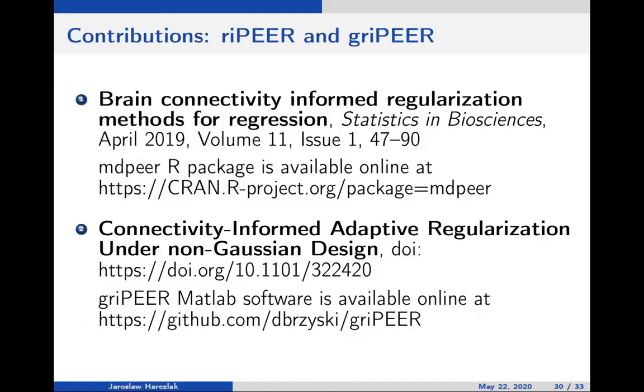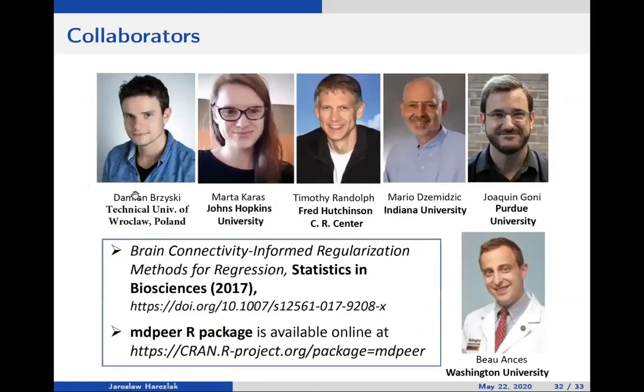The first article was published, as I said, last year in Statistics in Biosciences. The second one is still under review. We have it on bioRxiv. Also, we have software associated with that. The first one is on CRAN. The second one is still in MATLAB. It's available on the GitHub page of my former postdoc, Damian Drzyski, who is now at the Technical University of Wrocław.